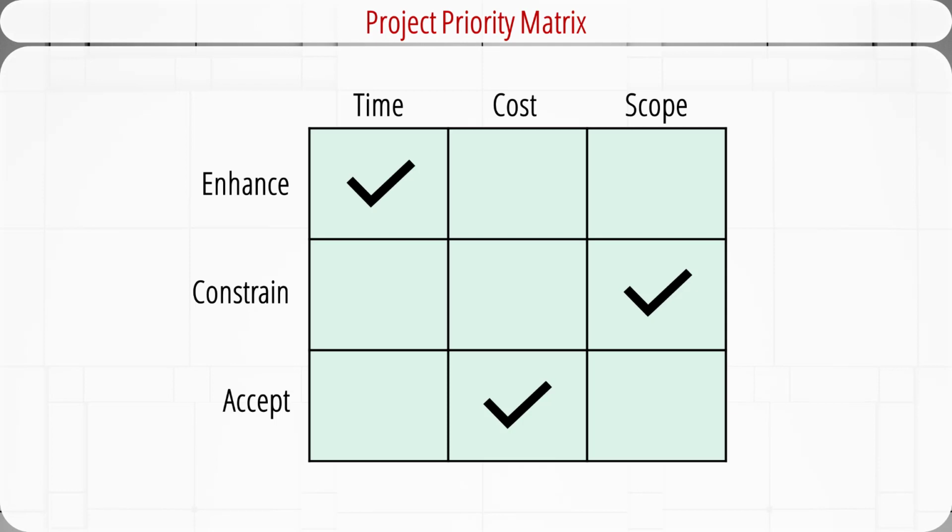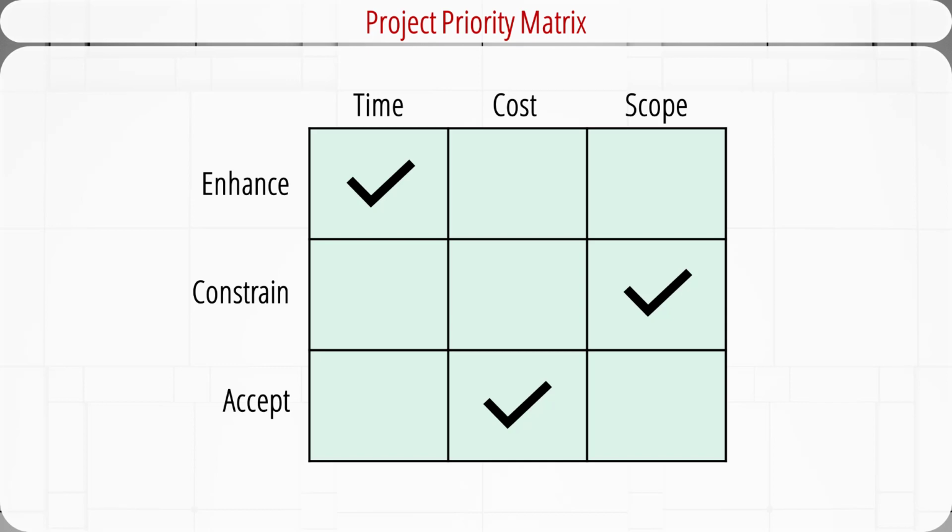One technique found in practice that is useful for this purpose is completing a priority matrix for the project to identify that out of these three criteria, time, cost, and scope, which one is constrained, which should be enhanced, and which can be accepted. In this example, the scope is constrained. It means the scope of the project is fixed and cannot be changed.